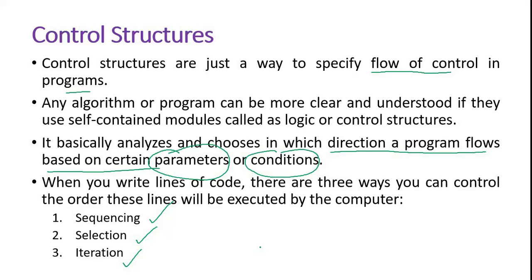Similarly, iteration is basically a loop. You want to execute certain lines of code for a certain number of times or until the condition is met. In such cases you will go for repetition or iteration. Two different algorithms are very popular: one is the for loop, another one is the while loop.